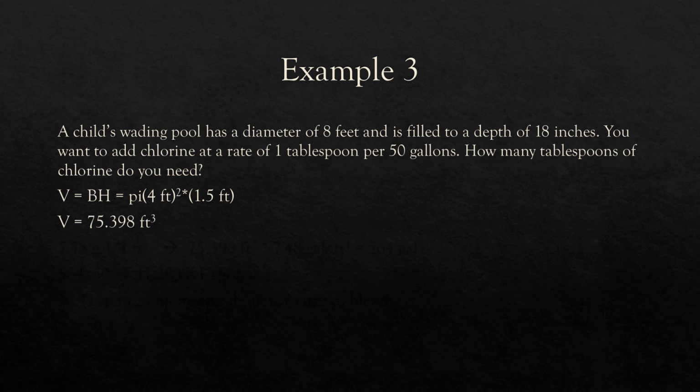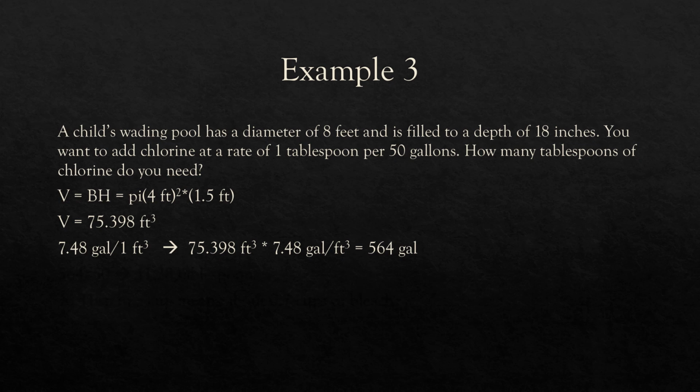about 4 feet cubed. But we need to calculate this in gallons, so we have to figure out how many gallons are in a cubic foot. There's 7.48 gallons in 1 cubic foot. So if we take our 75.398 and multiply it by 7.48, we get that we have about 564 gallons in this pool.